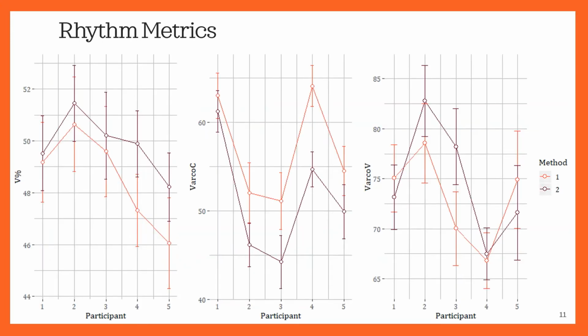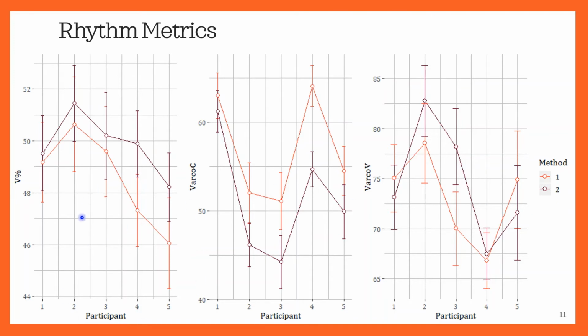In this next section, we will show you some of our results. For this first set of results of rhythm metrics, we have 3 graphs with participants here at the bottom, and in the y-axis we have percentage of vocalic intervals, varco-C and varco-V respectively. In orange, we have the results for method 1, which was the more acoustic approach. And in purple, we have method 2, which was one that favored the creation of vocalic intervals, including extreme realizations of voice quality and the presence of onglides as part of vocalic intervals.